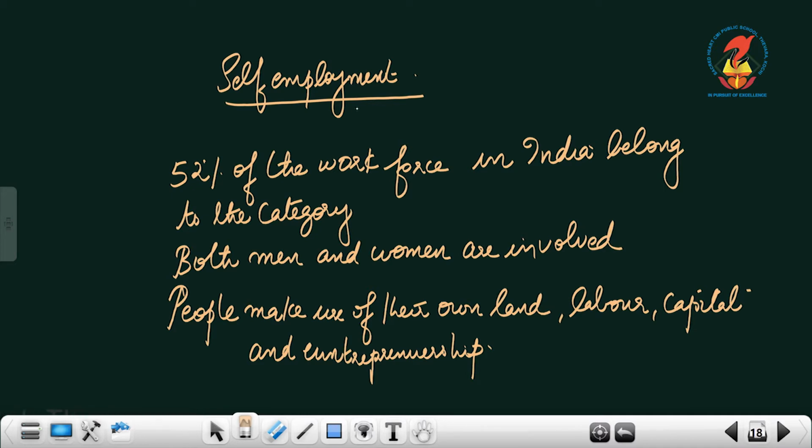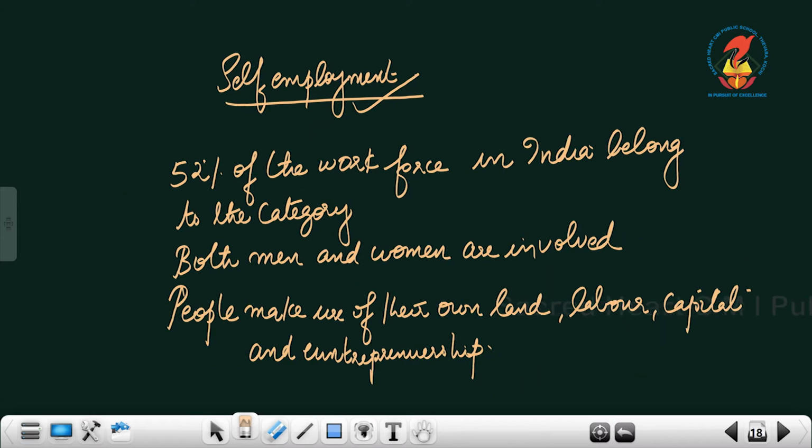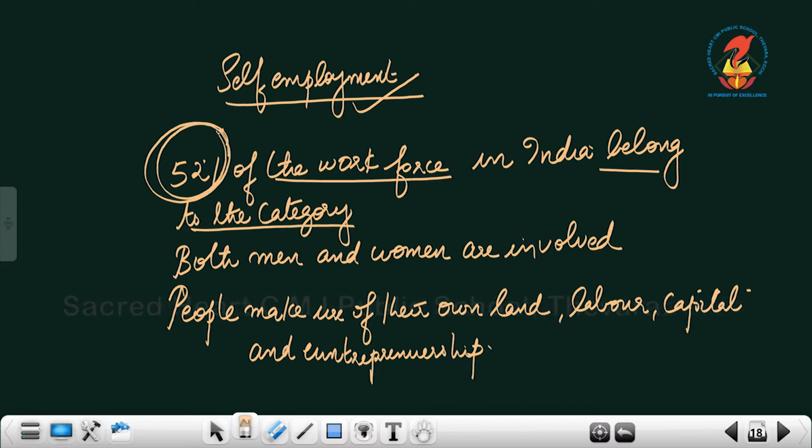Now, self-employment. Regarding self-employment, I told you there are two types of employment, self-employment and wage employment, and we have defined what is self-employment and what is wage employment. Now let us learn something about self-employment. In India, 52% of the workforce belong to this category. 52% of the workforce belong to self-employment.